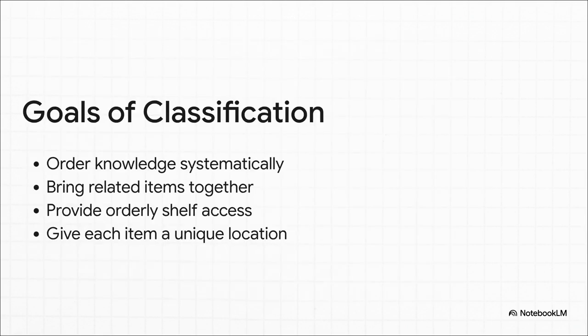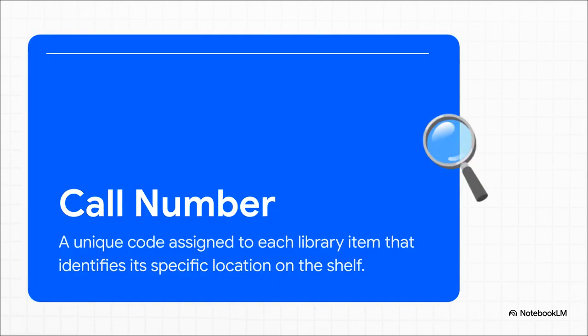And this whole system has four really clear goals. It's about ordering all of knowledge in a systematic way, bringing related books together so they can live next to each other on the shelf, and ultimately giving every single item its own unique findable address. And that unique location is identified by what we call a call number. Seriously, think of it like a street address for a book. Just like no two houses can have the exact same address, no two books in a library will have the exact same call number. It tells you precisely where that book lives on the shelves.